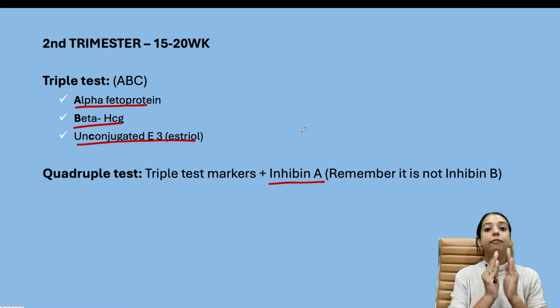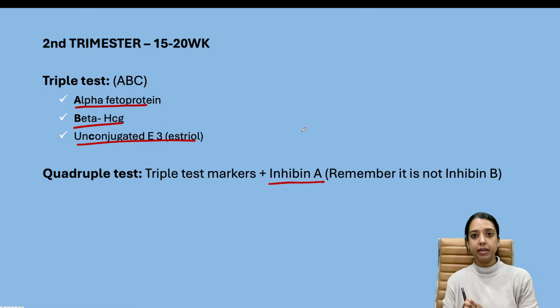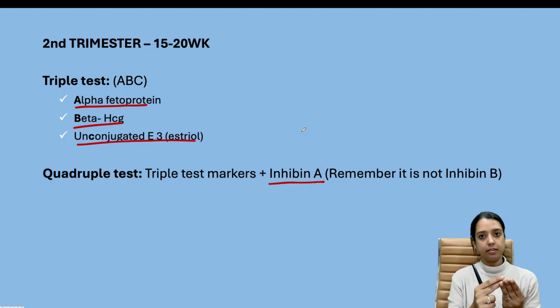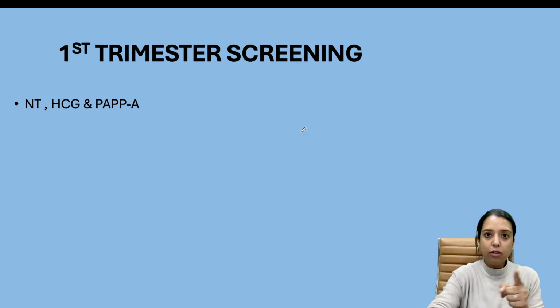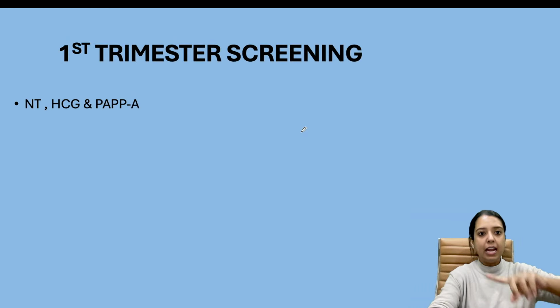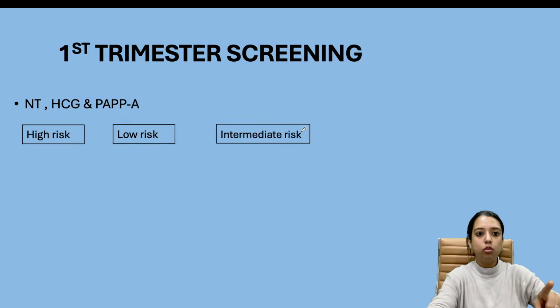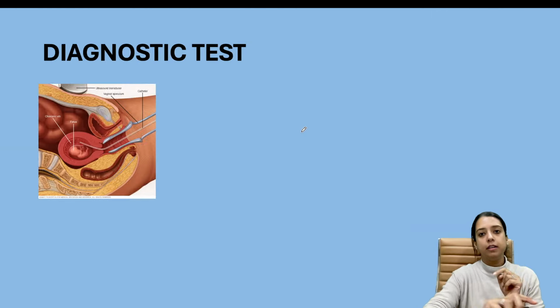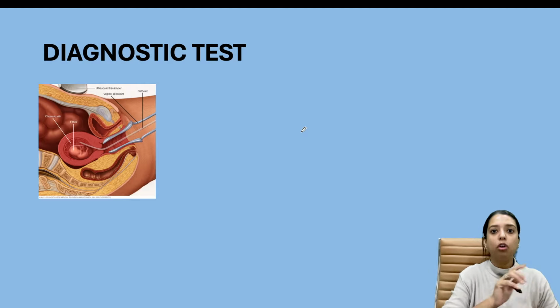ठीक है. What is the test in second trimester? Quadruple test. What is the test in first trimester? Dual marker plus ultrasound. ठीक है. Now any of these, ये तो screening tests हैं ना, if any of these screening tests come positive, what do you do? You go for diagnostic test. These are not the diagnostic test. So what is the diagnostic test for aneuploidy? अगर फर्स्ट ट्राइमेस्टर में कर रहे हो तो कोरियोनिक विलस सैम्पलिंग.